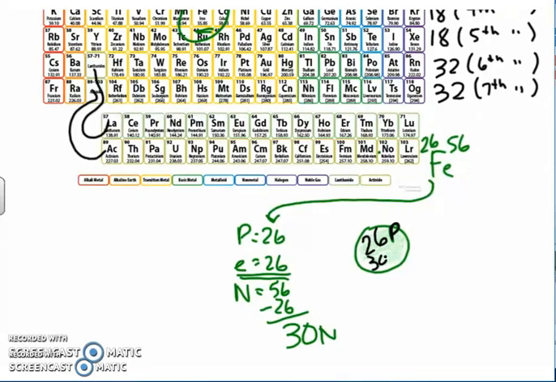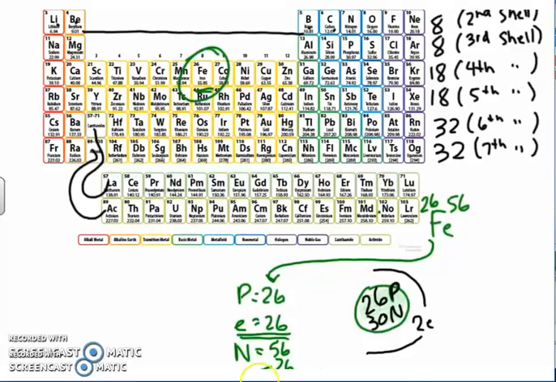Okay, 26 protons and 30 neutrons. Now we've got to worry about those electrons going around it. For some reason, students will quite typically put in 30 electrons. No, that's 30 neutrons over there.